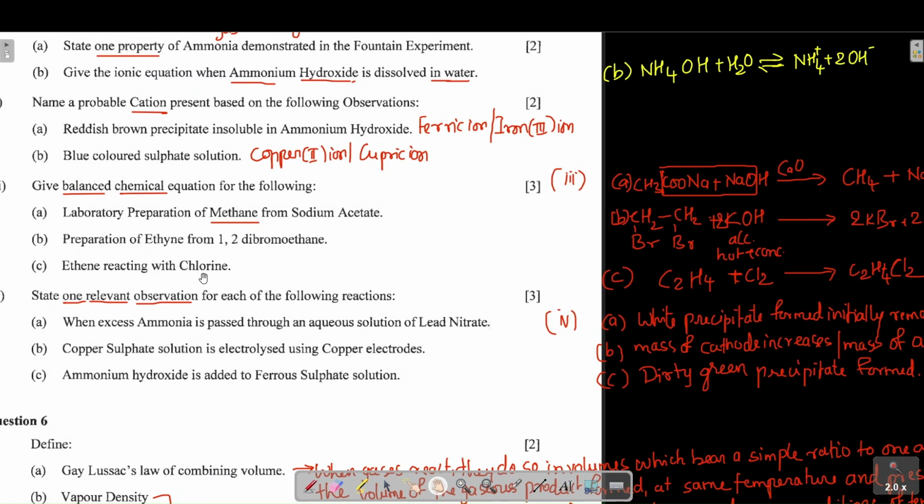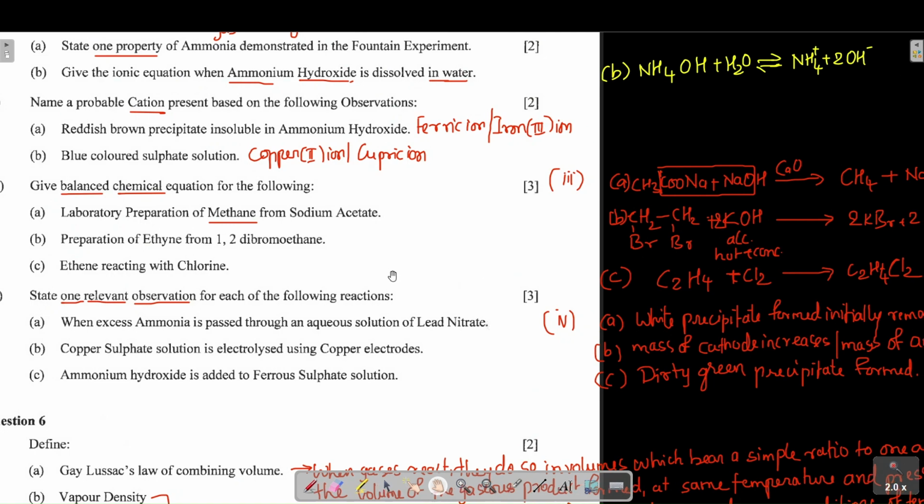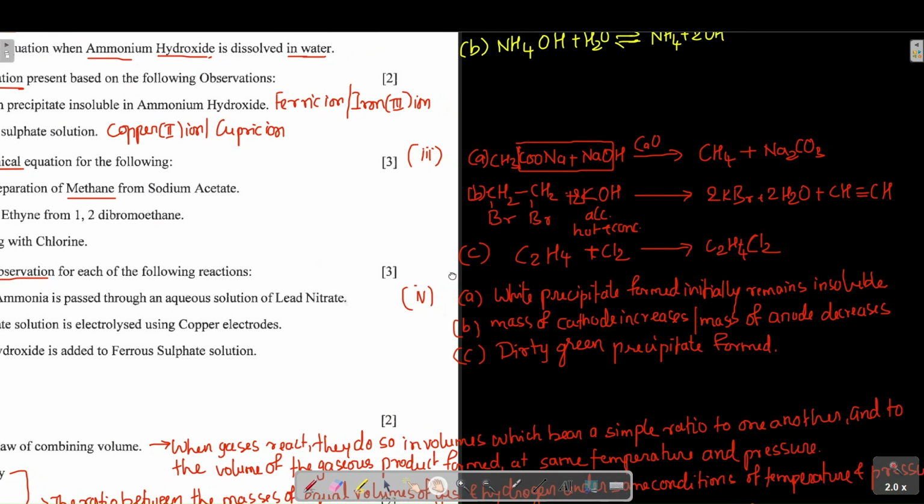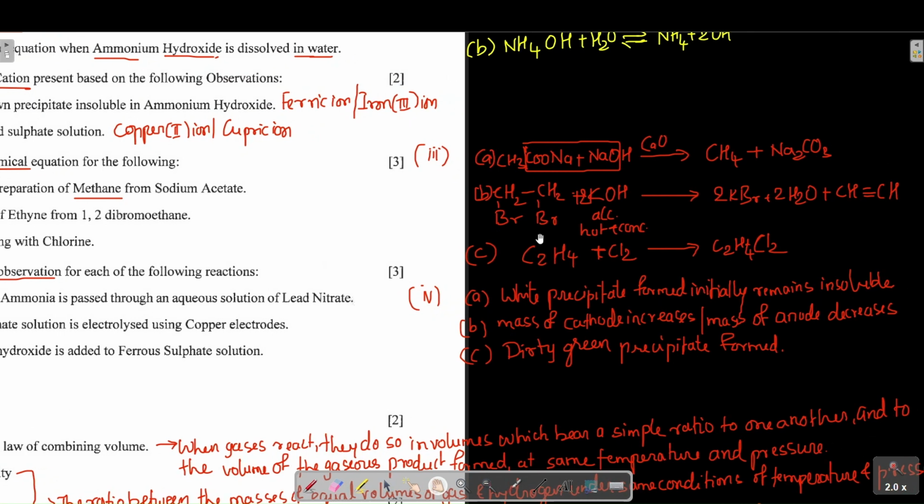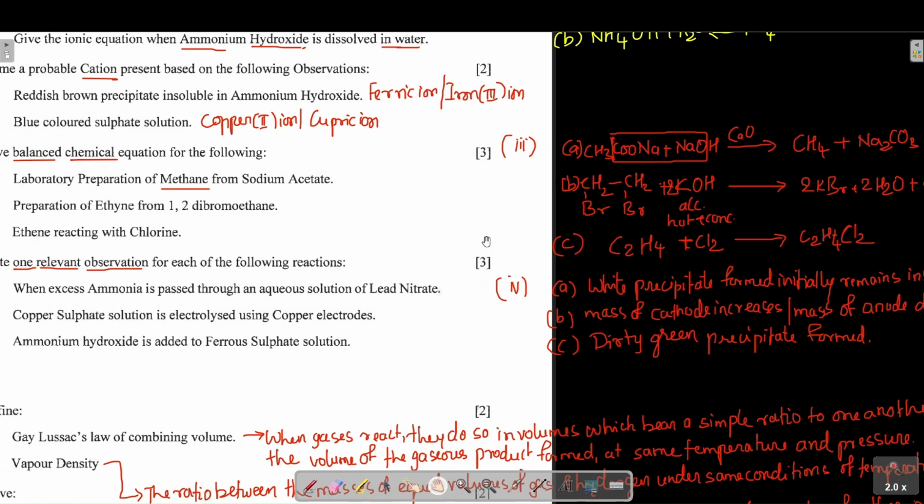Preparation of ethyne from 1,2-dibromoethane. This is called dehydrohalogenation. What do we use? Potassium hydroxide, which is alcoholic, hot and concentrated. So this is 1,2-dibromoethane, then potassium hydroxide. Potassium takes the bromine, OH takes the hydrogens. So we'll get an alkyne, which is ethyne. So this is the balanced equation: 2KOH, 2KBr, 2H2O.